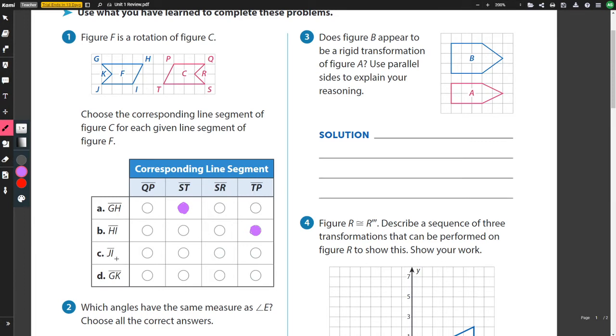Next, JI. So if we were looking over here, we would know it had a P. Our only option is QP, but let's make sure. JI is 1, 2, 3, and QP is 1, 2, 3. Yep.